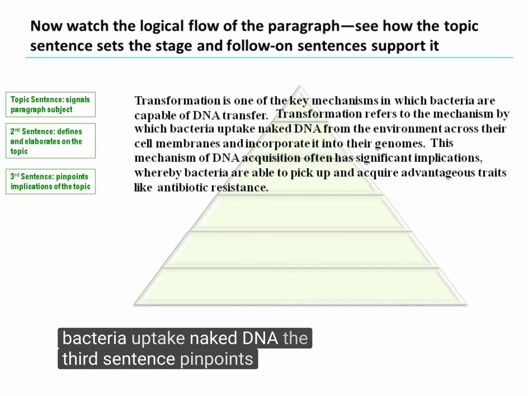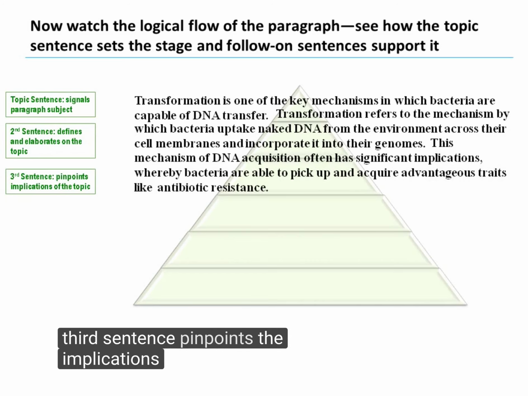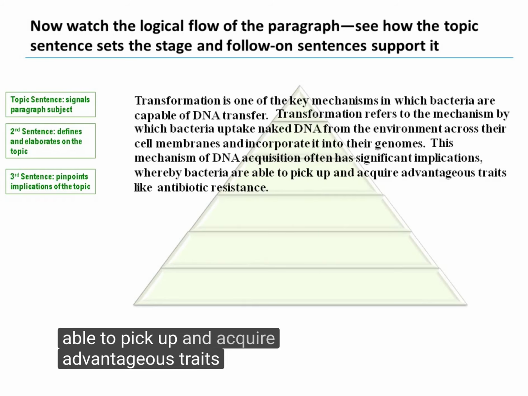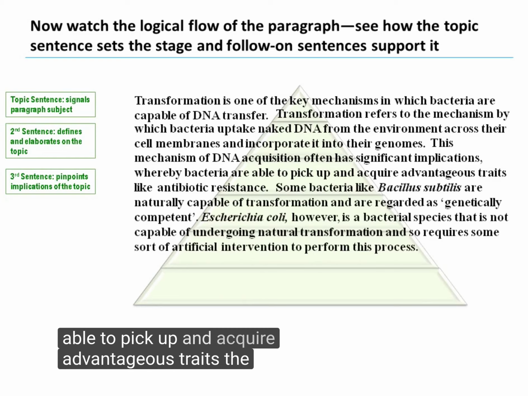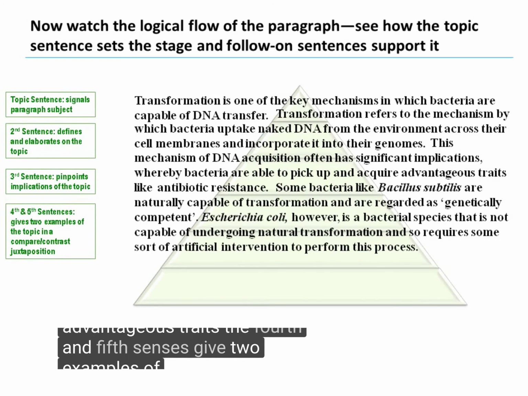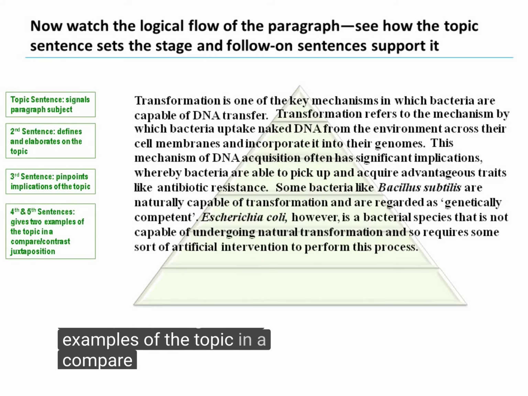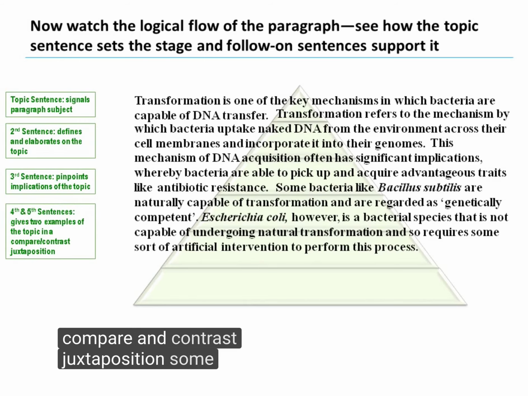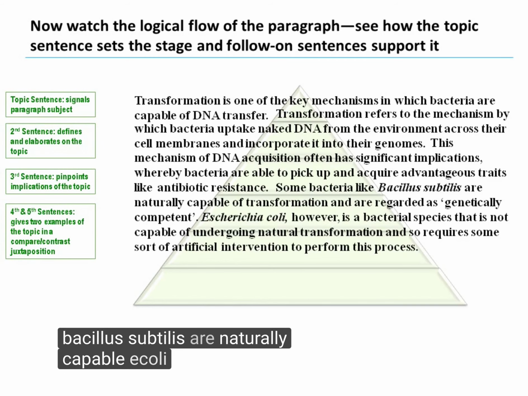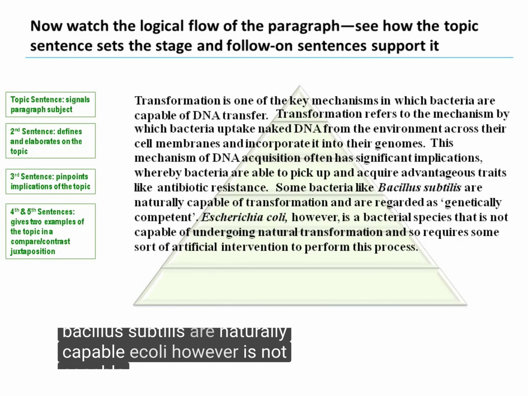The third sentence pinpoints the implications of the topic. The mechanism of DNA acquisition often has significant implications, whereby bacteria are able to pick up and acquire advantageous traits. The fourth and fifth sentences give two examples of the topic in a compare and contrast juxtaposition. Some bacteria, like Bacillus subtilis, are naturally capable. E. coli, however, is not capable.